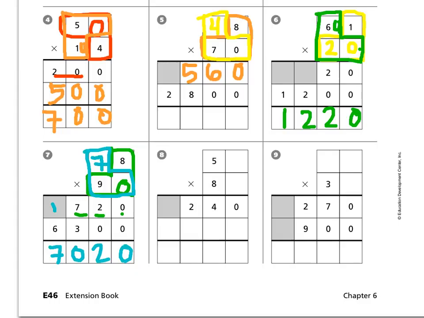Try to use these strategies. I know, although difficult for Think Math, I think it's a challenge that you can complete for numbers 8 and 9 on your own.